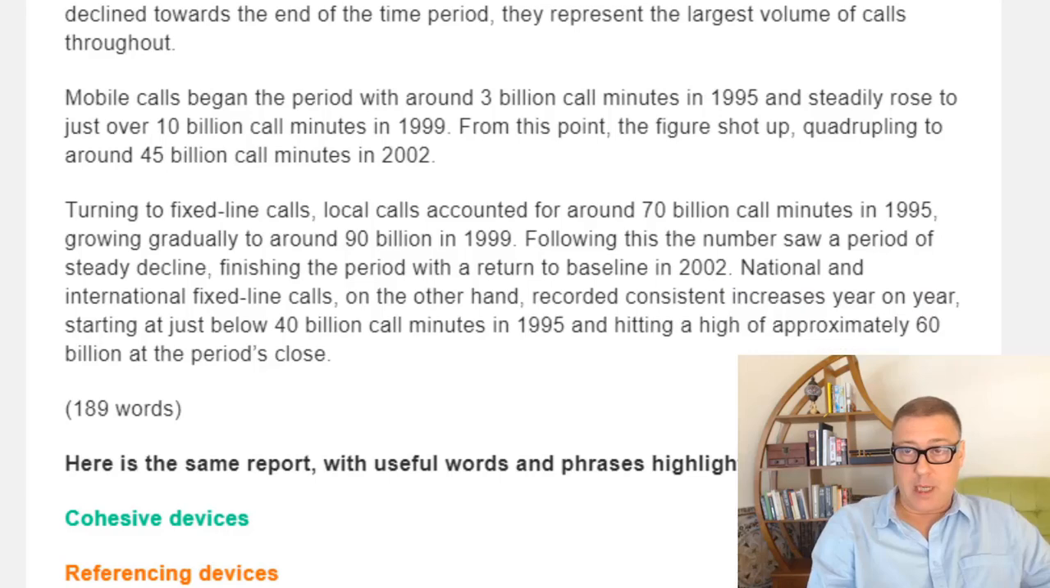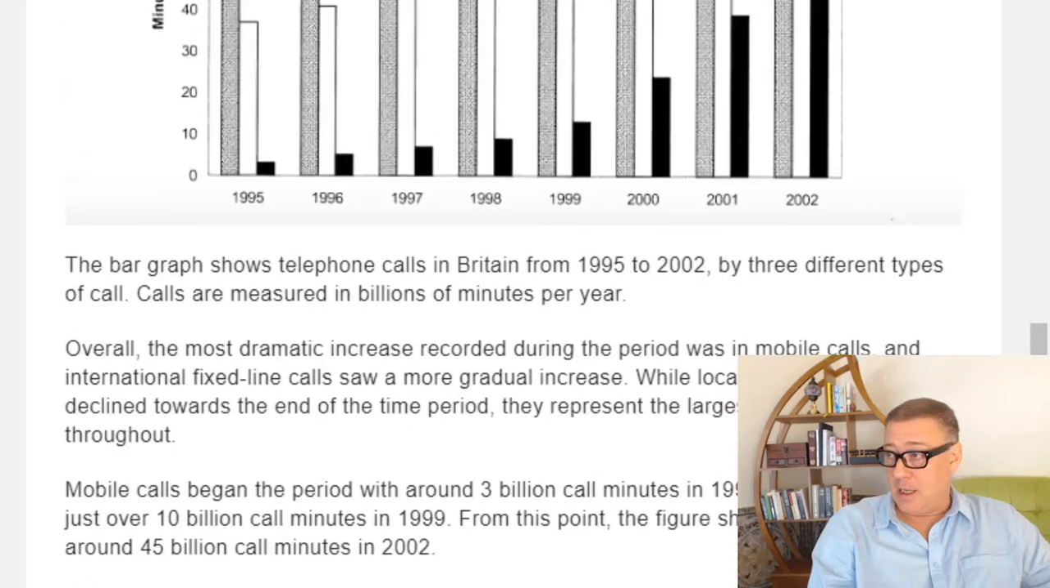Now in terms of how I divided it, I chose to put mobile calls in one body paragraph, one details paragraph, and fixed line calls in the other paragraph. So mobile calls began the period with around 3 billion call minutes in 1995 and steadily rose to just over 10 billion call minutes in 1999. So I've dealt with these first 5 bits. Again, this is the more moderate aspect of the increase. You can see 1995 to 1999.